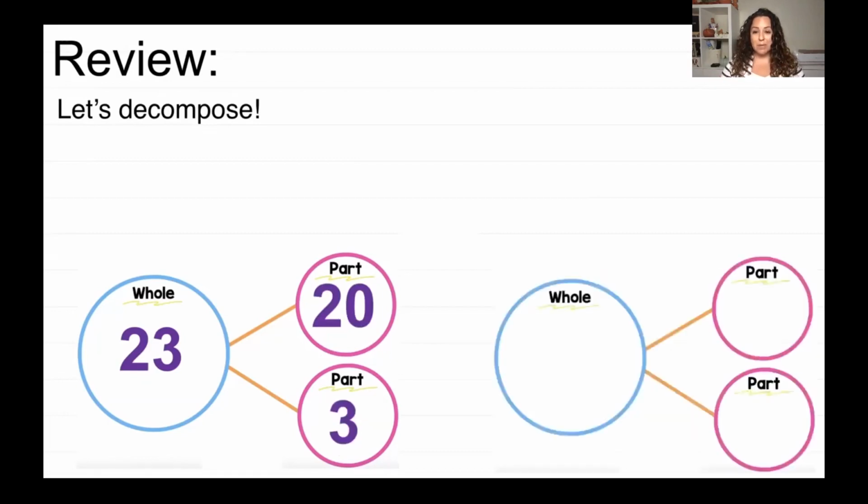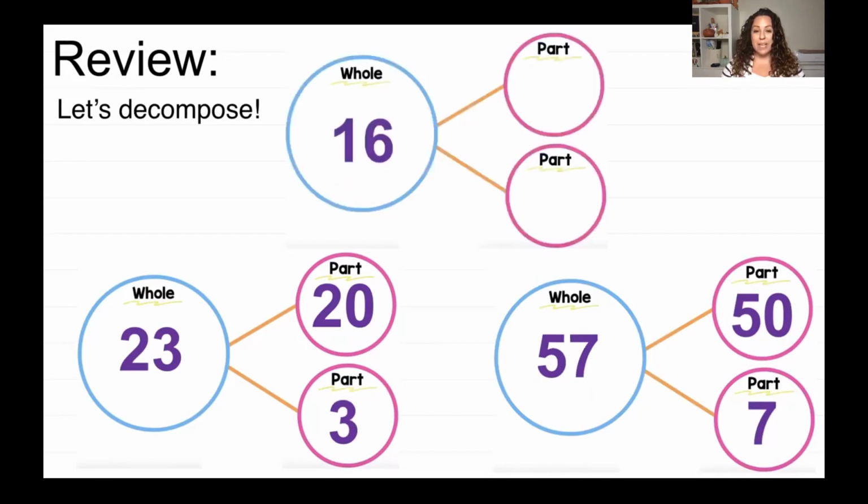Let's look at another number. I have 57. How many tens do I have right there? I have 5 tens. Now remember, I don't just write 5, I write 50. And then how many ones do I have? 7 ones. Okay, and let's look at our last number. We have 16. How many tens do I have? I only have 1 ten, but I don't write 1. I have to write 10. And then my other part is 6. 10 and 6 make 16.